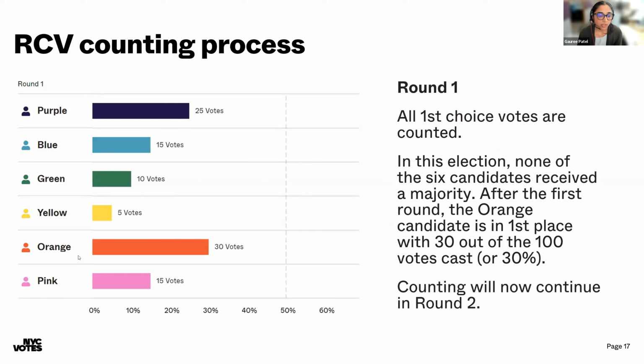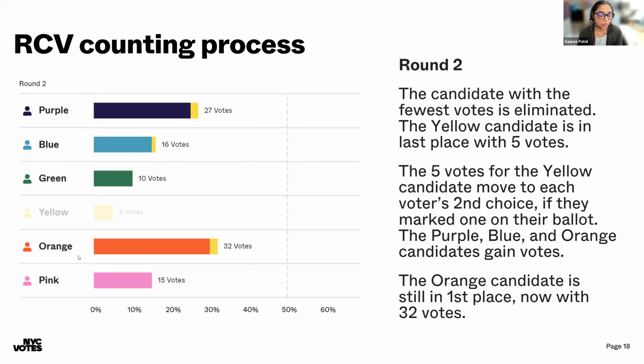And so we're going to take a look at the lowest number of votes that candidate yellow received and redistribute those votes to the second highest ranking that those ballots had. And so the candidate of yellow will be eliminated, and those votes will then be redistributed to the second choice that was on that ballot.